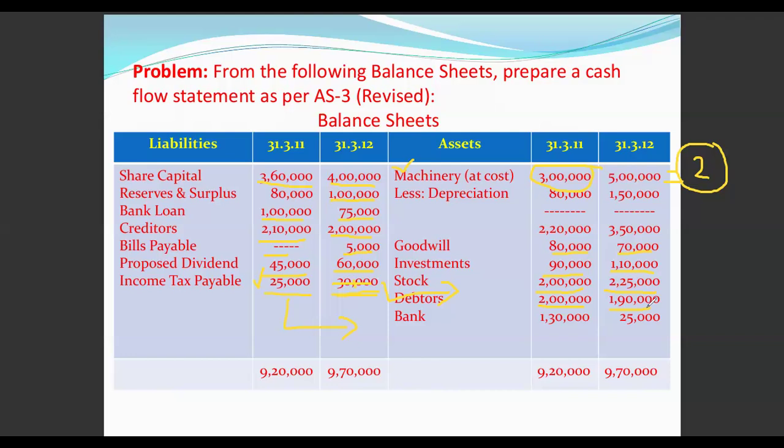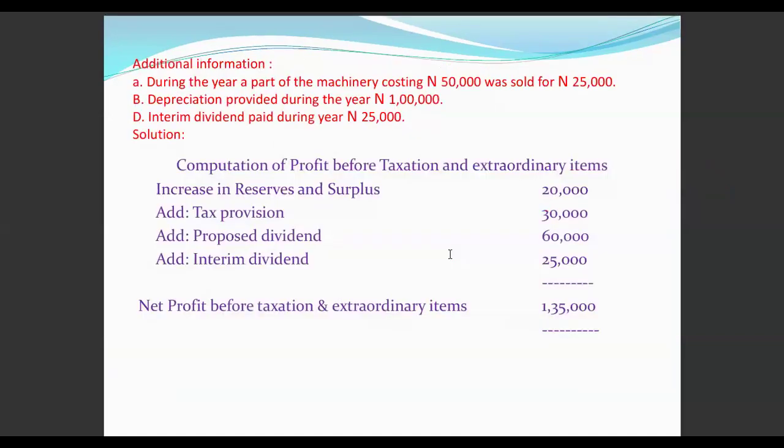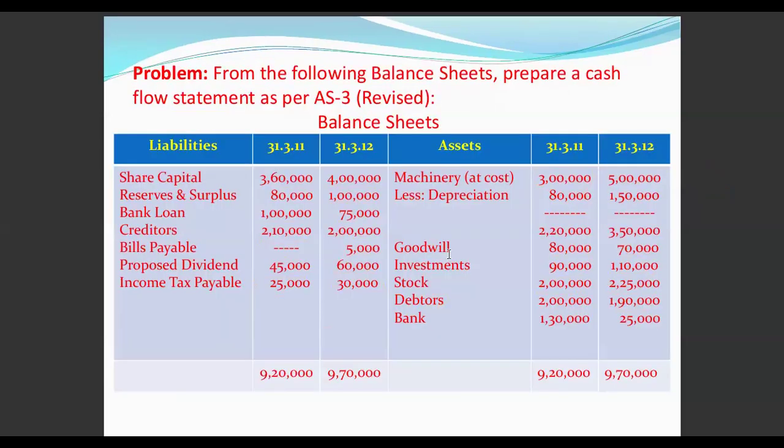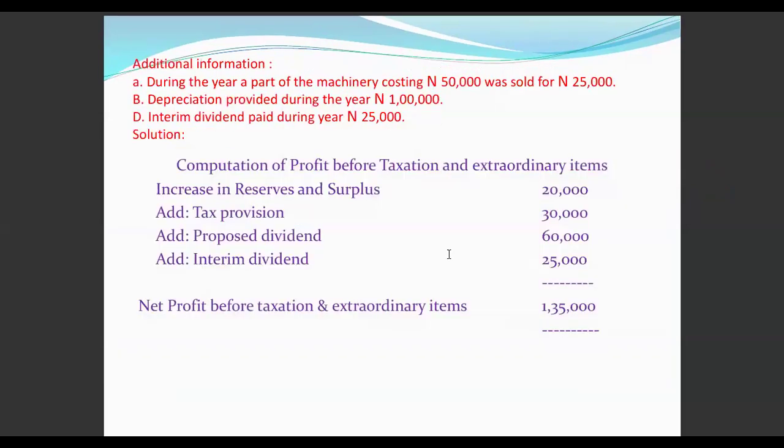Let's now move on to the working of the numerical. Since we are solving on virtual, we have limitation of board, so I cannot show the solution and question parallel. So what are the items like dividend, income tax payable, goodwill? I have the calculations. During the year, interim dividend was paid 25,000. So let's do the calculation of profit before taxation and extraordinary items.